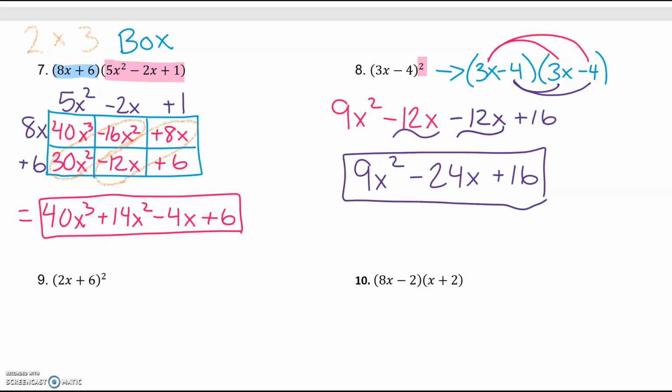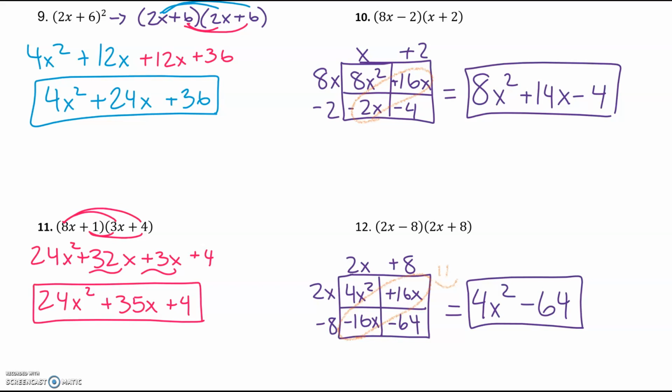Okay, numbers 9 through 14 you should be able to do. Go ahead and work on those, and I will show you the answers in just a second. All right, here is the answers to numbers 9, 10, 11, and 12. Numbers 9 and 11, I did distribution. Numbers 10 and 12, I did a box just so you could see the difference, whichever way you're most comfortable with. Feel free to do it that way.